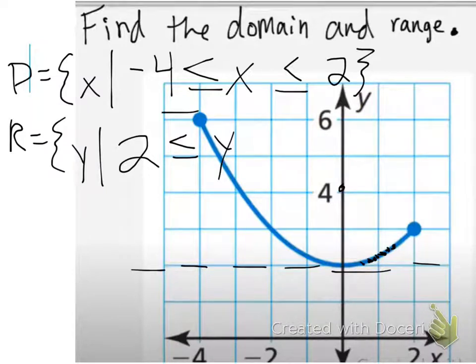6. Does everyone see that? Is 6 included or not included? It's included. So is it going to be less than or equal to or greater than or equal to? Less than. And there's my range. It's all the y values that are greater than or equal to 2 and less than or equal to 6. And that covers all my y values. Does that make sense? Yep. There's my domain and range.